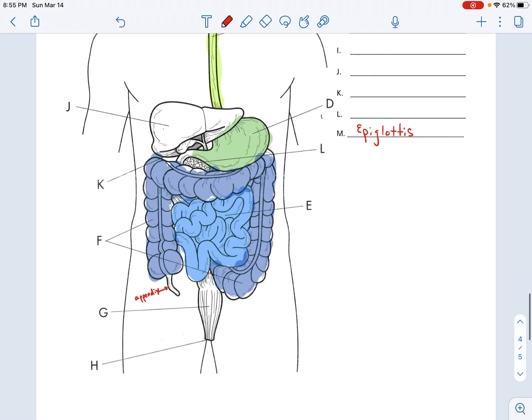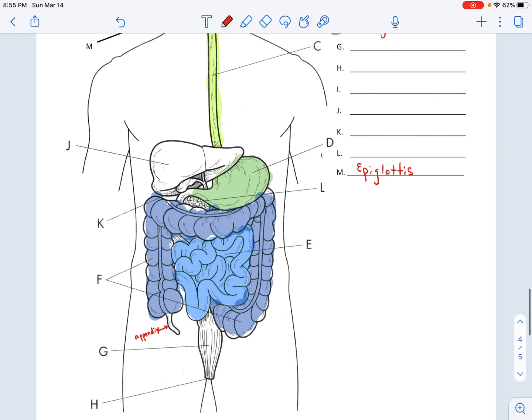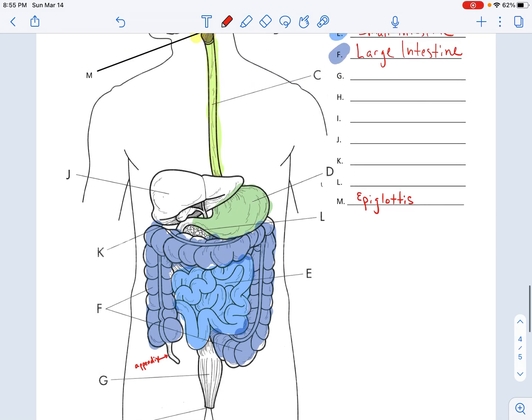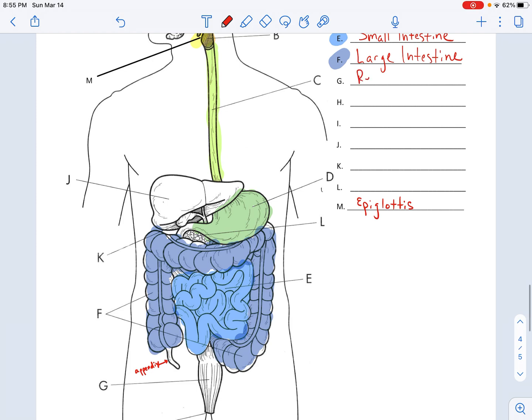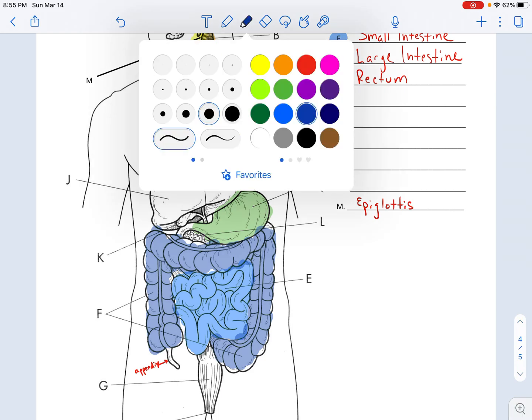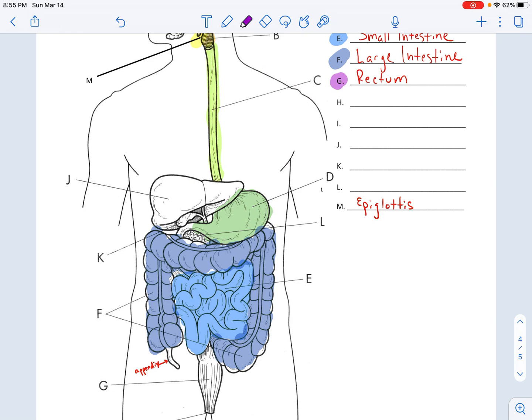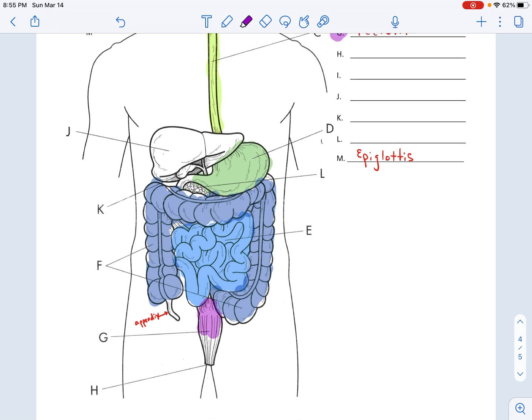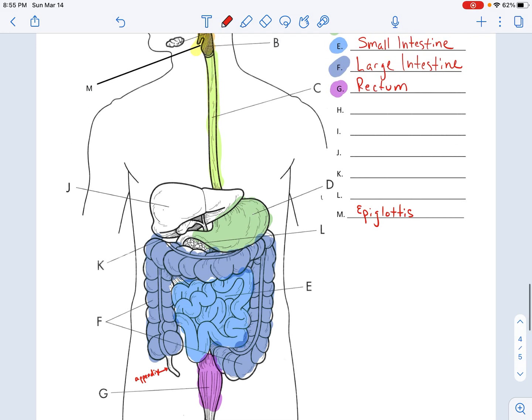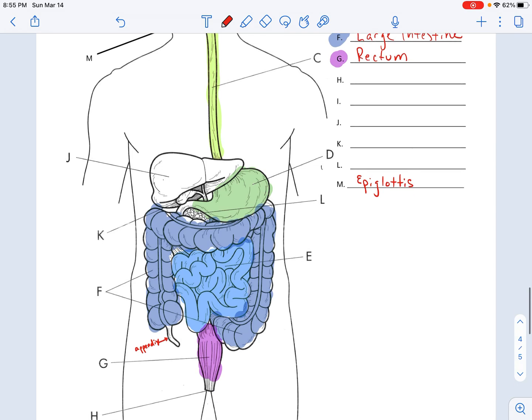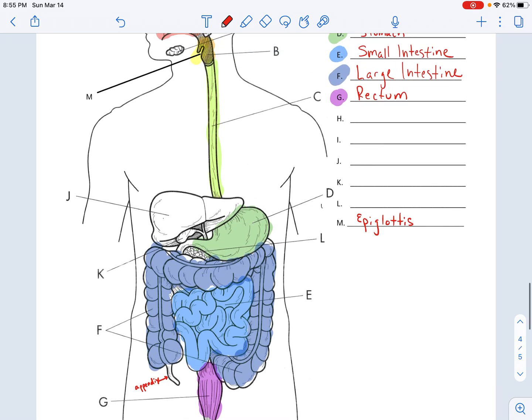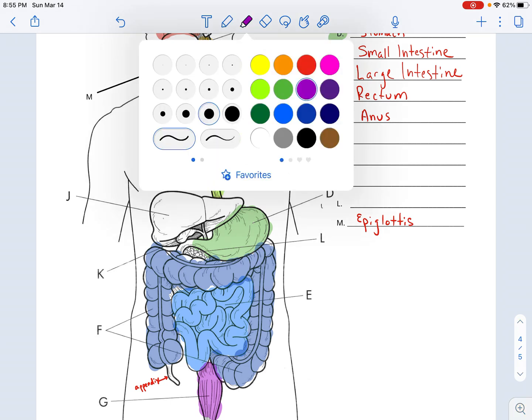G is the final end section of the large intestine where solid waste is stored before it is removed from the body, and that's called the rectum. We'll color that light purple. And H is the ring of muscle that's a sphincter that holds solid waste in before it is eliminated from the body, and that's called the anus, A-N-U-S. And we will color that dark purple.